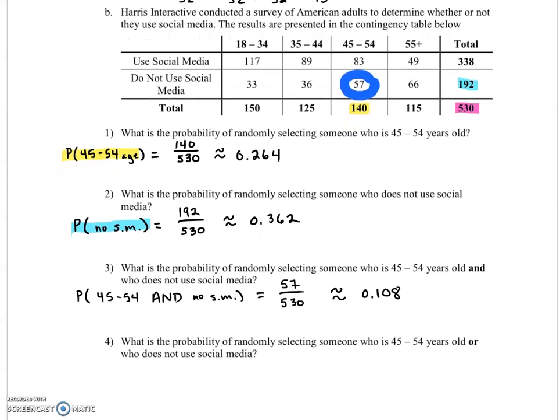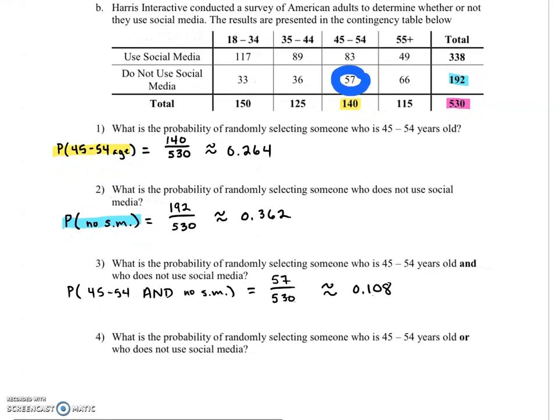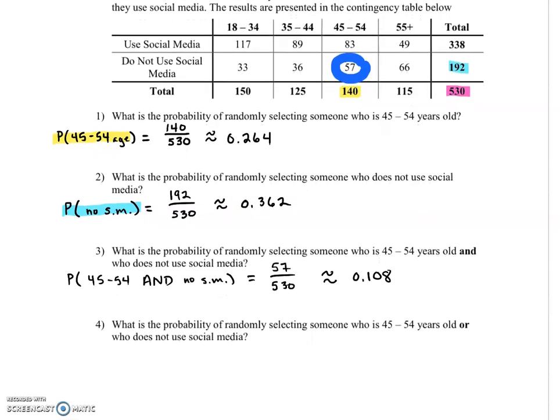Okay, I'm going to scroll up just a little. So now we want the probability of 45 to 54 or no social media use. Okay, I'm going to go back and erase what I've highlighted already. So let's look at that again.